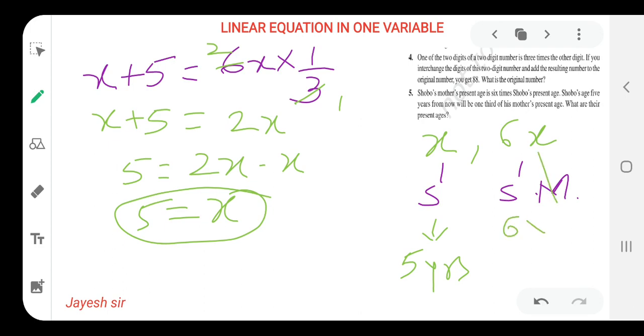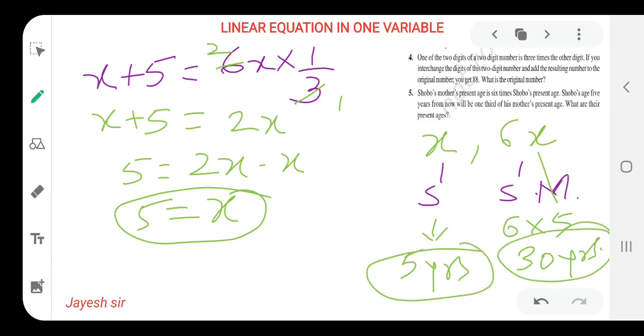Her mother's age was 6x. x is 5, so 6 fives are 30. So her mother's age is 30 years. From that we can say that Subho's age is 5 years and her mother's age is 30 years. I hope you all understood it properly.